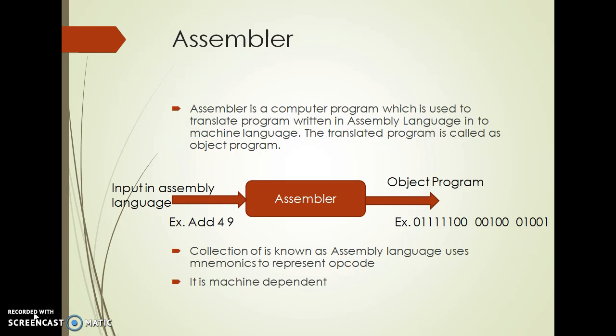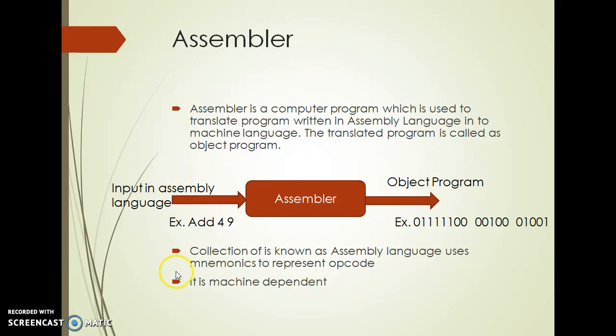What the assembler is. Assembler takes assembly language program as an input and provides object program in the form of machine language. Here one of the examples has been given, that is assembly language instruction, and it is add 49. The output of assembler will be a binary code, as computer is a machine which understands the instruction in the form of 1 and 0. So add is being represented in the form of a specific binary number, and the corresponding binary number of 4 and 9 is also being provided by the assembler.